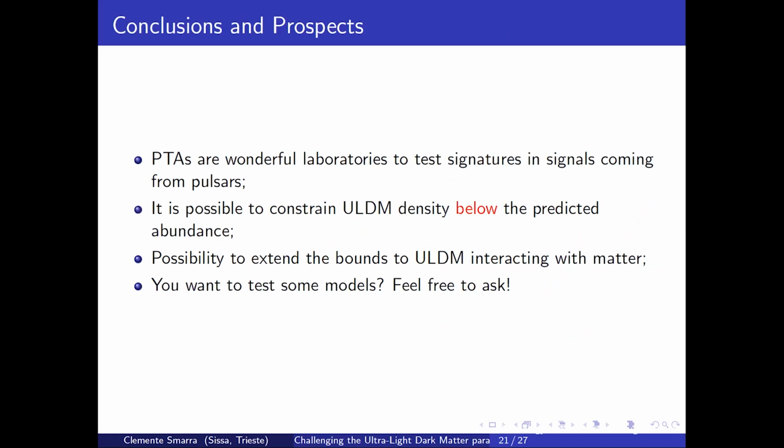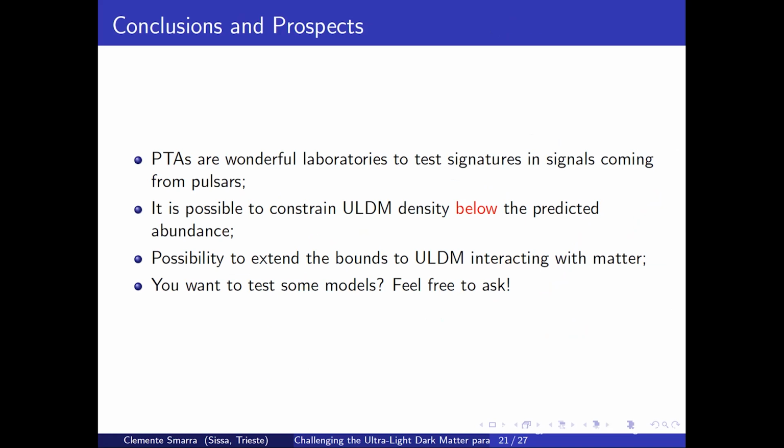So coming to the conclusions, pulsar timing arrays are wonderful laboratories to test signatures, whatever kind of signatures, in signals coming from pulsars. And it is possible to constrain ultralight dark matter density below the predicted abundance. So if ultralight dark matter of those specific masses was there, it could not be 100% of dark matter.